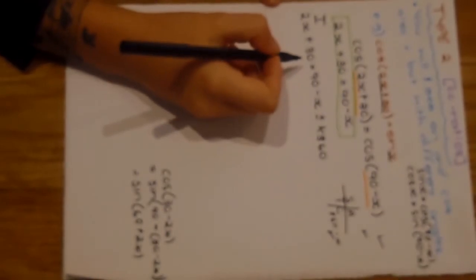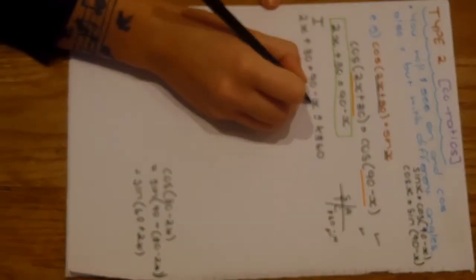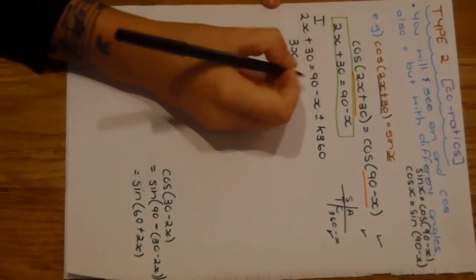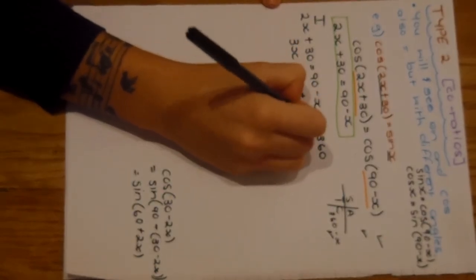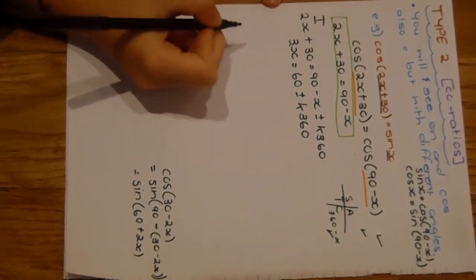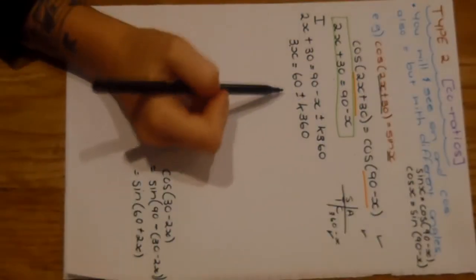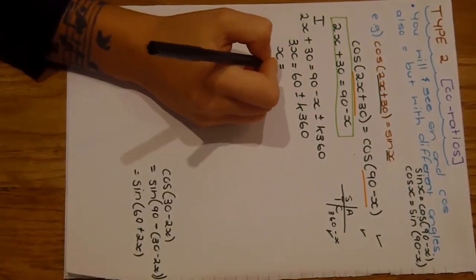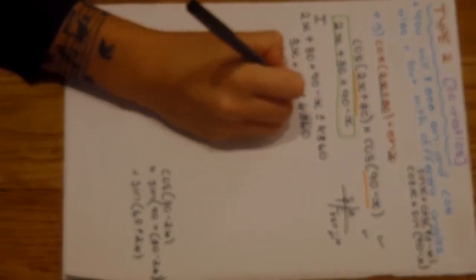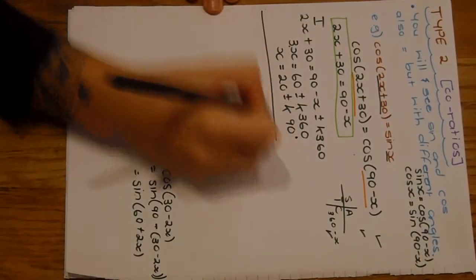So now we're going to take letters to the left and numbers to the right. So if I take the x over, 2x plus x becomes 3x. If I take the 30 over, 90 minus 30 becomes 60. Okay, and now you want to divide by 3. And do you see why I say don't do it up here? Do it here, because you need to divide the 360 by 3 as well. So 60 divided by 3 is just 20. 360 divided by 3 is just going to be 120. Okay, and that is your first general solution, quadrant 1.